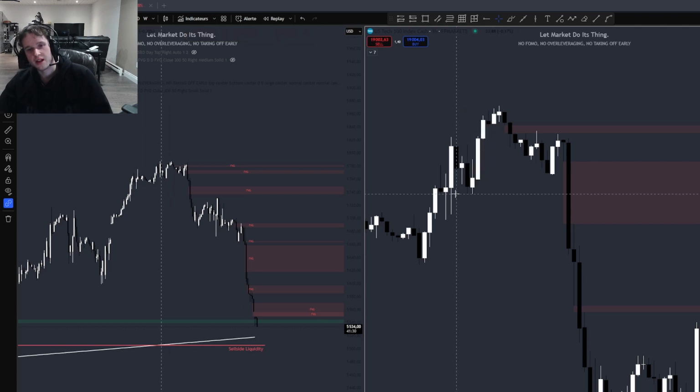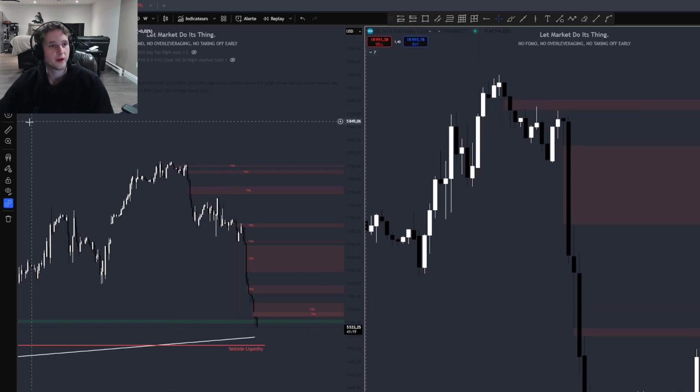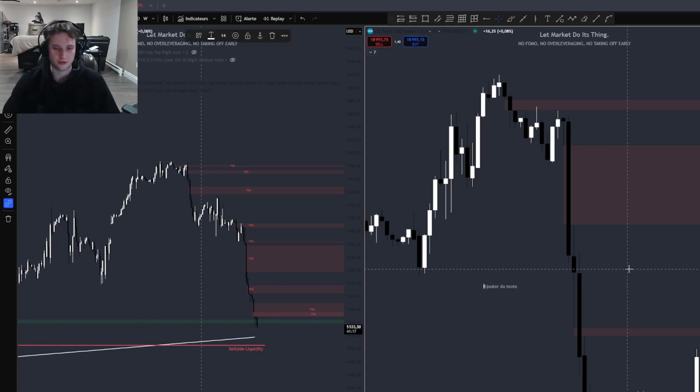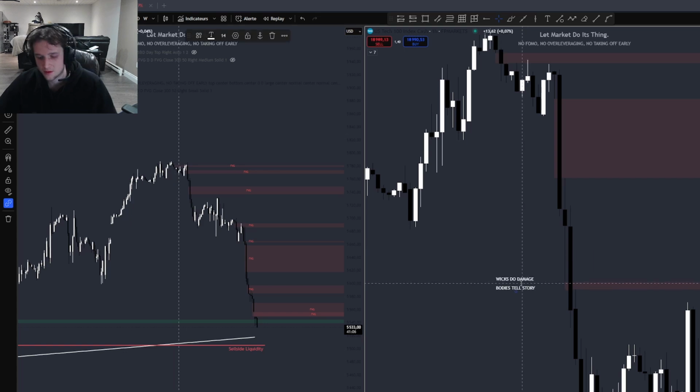It's important to understand how candles work because a lot of our concepts are going to be based around how candles work. So make sure you go in your charts and understand that this candle here opened here, this one did that. Now I'm going to write something on my chart here, and I want you to remember this. Wicks do damage. Bodies tell story.